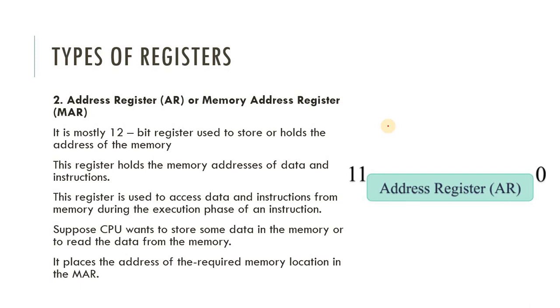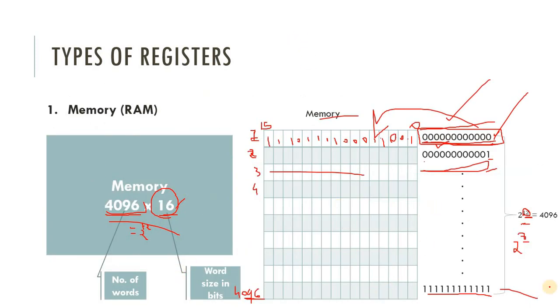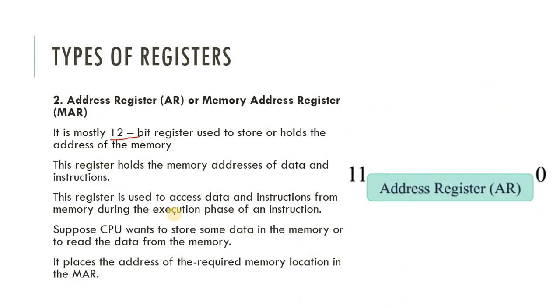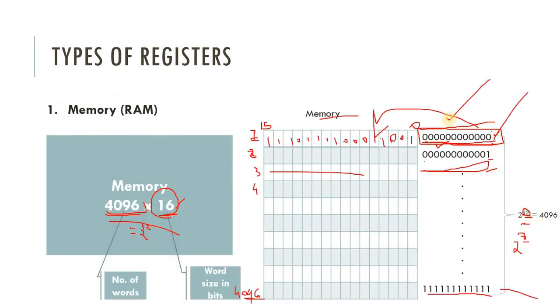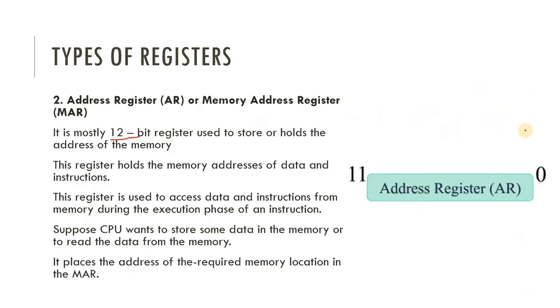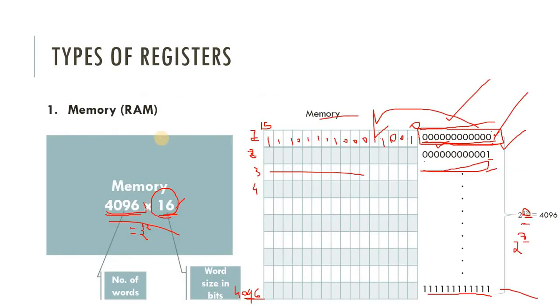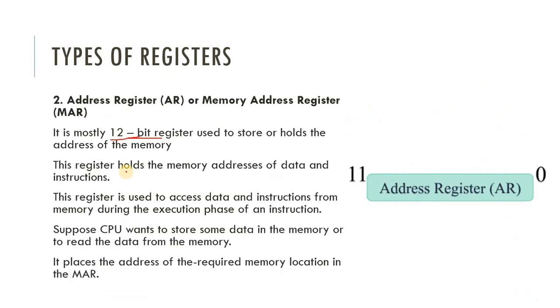So basically it is a 12-bit address. Here we can see that in this example, because generally the memory size is 4096 x 16, it may vary. So that is why we can say that generally it is 12-bit. As I said, here the size of the address is 12 bits, so we can say that it is mostly a 12-bit register. In case the memory varies, at that time the address register's size also varies.